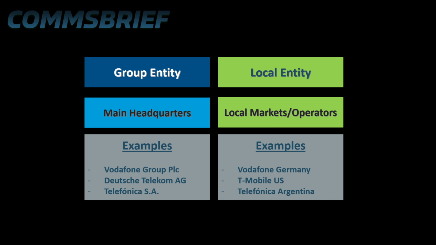Another example is Telefonica, which is headquartered in Spain, but local companies exist within different countries. Local companies or local entities are the ones who do the pricing for mobile tariffs because they are the ones who know the market. They are the ones who do the research, and they are the ones who come up with the offering that goes out to the customers in those local markets.